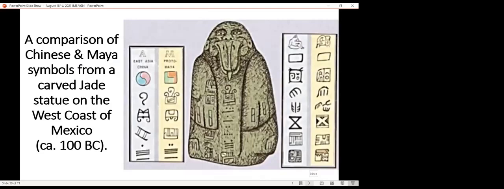Comparison of Chinese and Maya symbols from a carved jade statue on the west coast of Mexico. It's a famous statue. And when this comparison showed up, we can't resist showing it. The glyphs on the statue, and then parallel glyphs from East Asia and China.